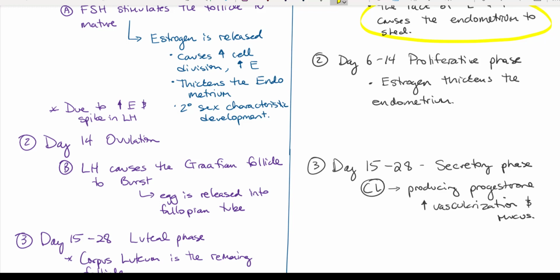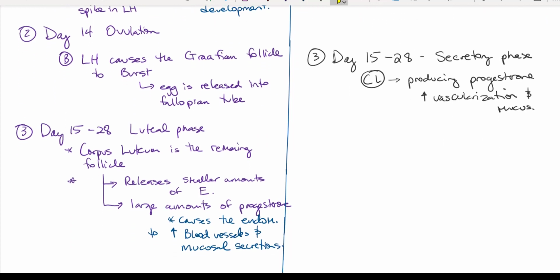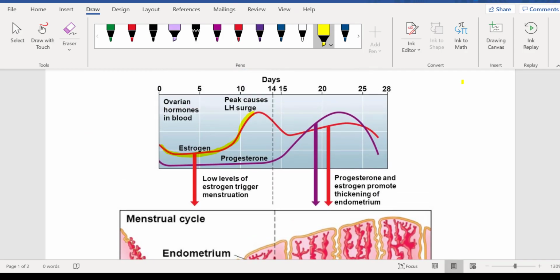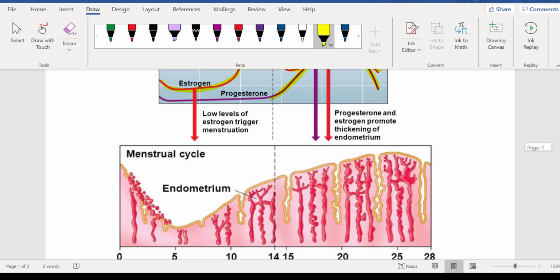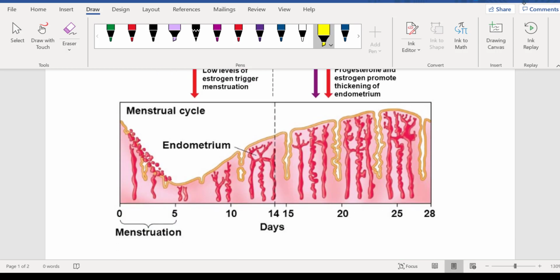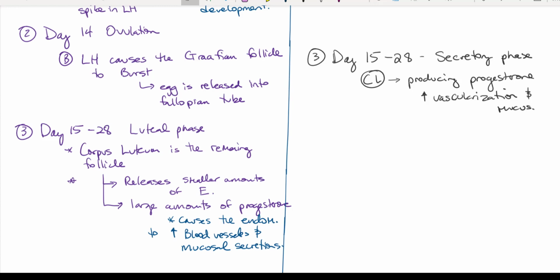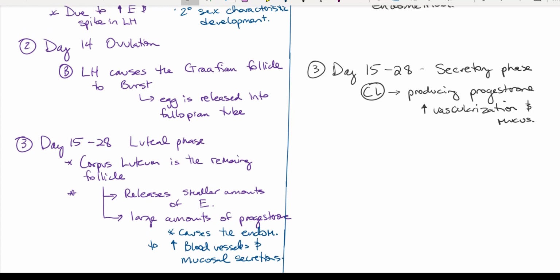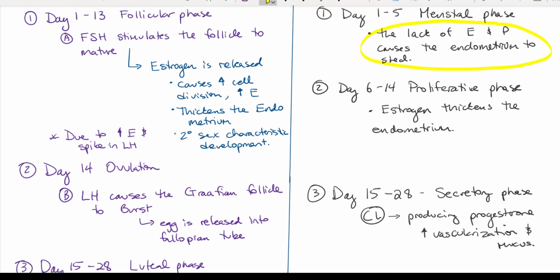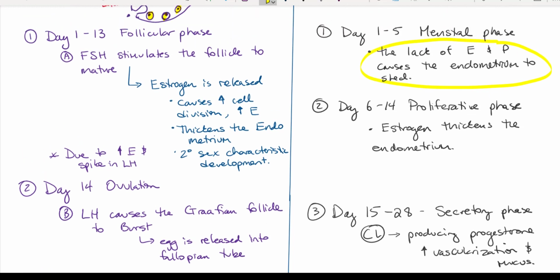Now, after that, we get into the luteal phase, day 15 to 28. The corpus luteum is remaining, and what it does is it releases estrogen, and it also releases a lot of progesterone. And you can see that right here. So we've still got a bit of estrogen, and then we've got a lot of progesterone. And those are all causing the endometrium to get thicker and be ready for implantation. That's from day 15 to 28. Now, as it gets smaller and smaller, estrogen and progesterone go down, and we get all the way back to our menstrual phase.